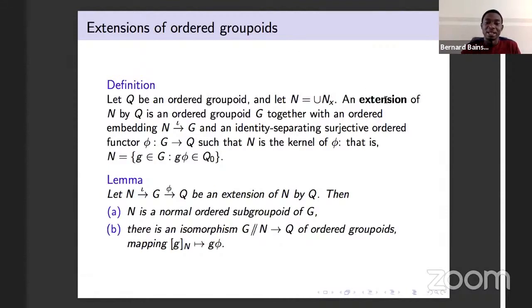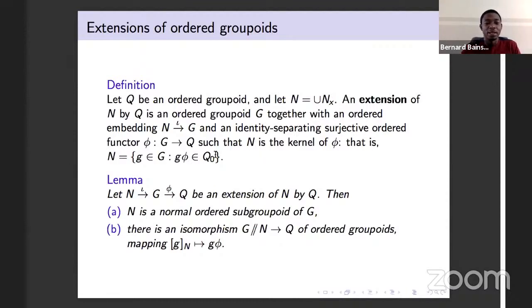So we say that an extension of N by Q is an ordered groupoid G, together with an ordered embedding from N into G, and an identity separating surjective ordered functor. So we expect that all our maps will respect the order. So that's why we have the ordered here. So we have an identity separating ordered functor phi from G into Q, so that the kernel of phi is N.